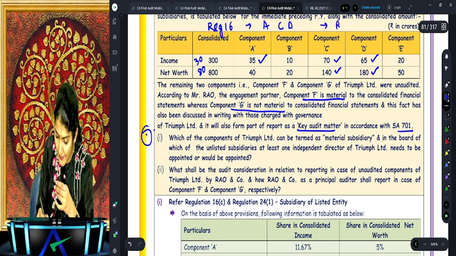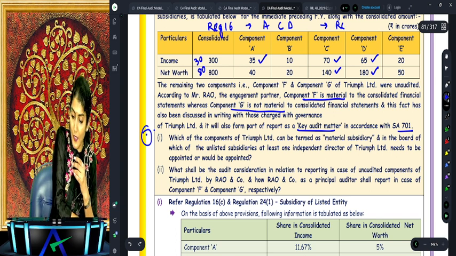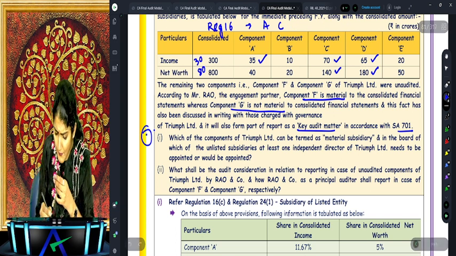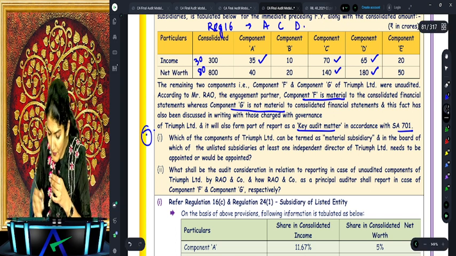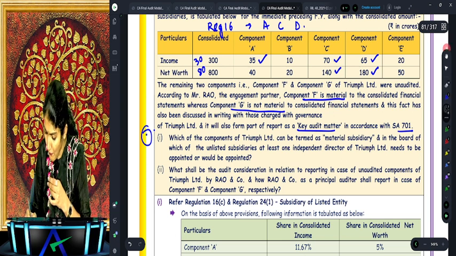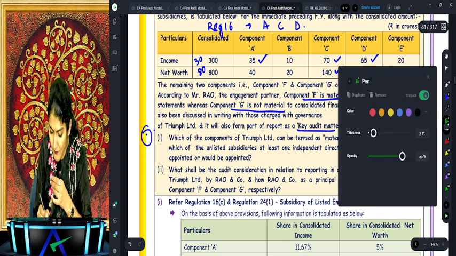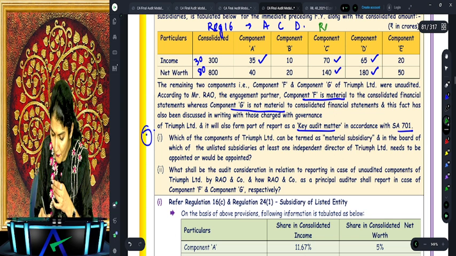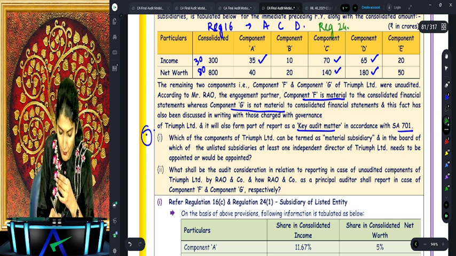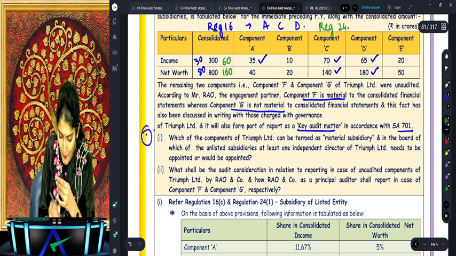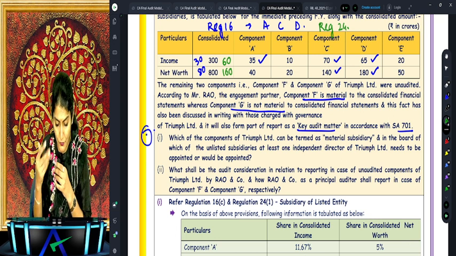Are you getting that? Now for the purpose of regulation 24, right, so A, C and D. Now let me use another color of the pen. So now for the purpose of regulation 24, what does it say? 60 or 160, right? So component A, no.